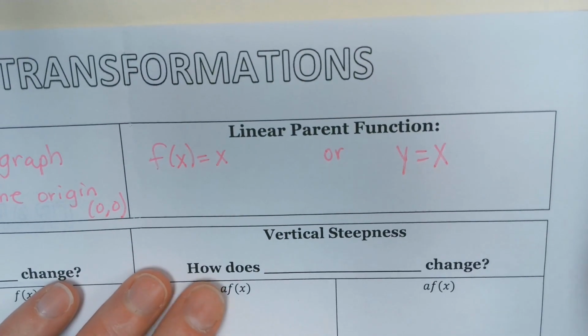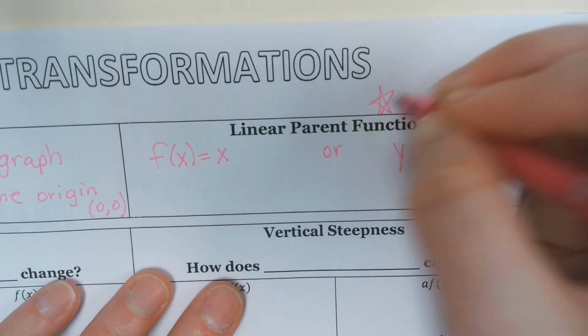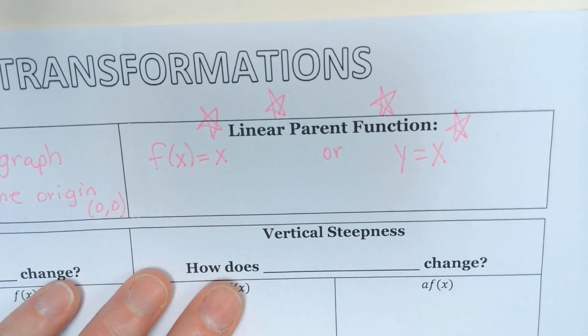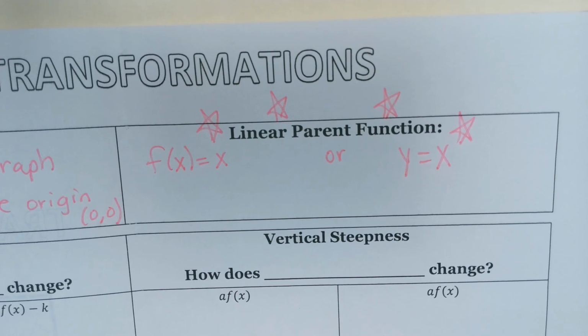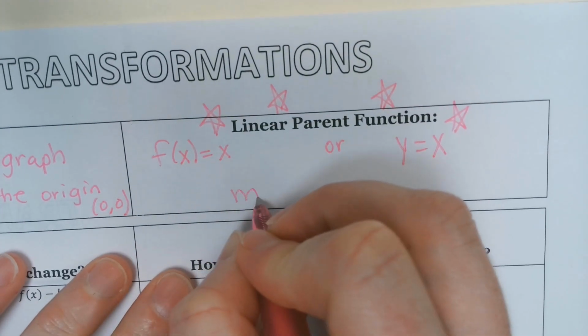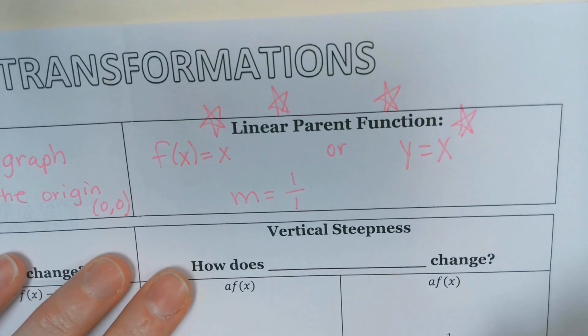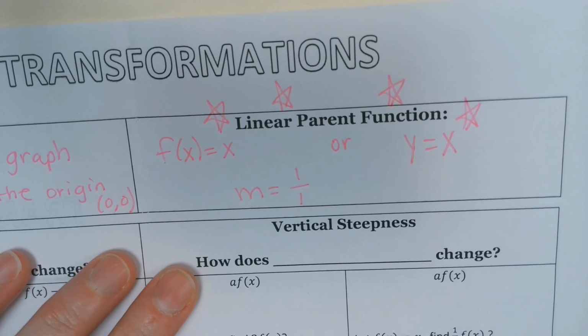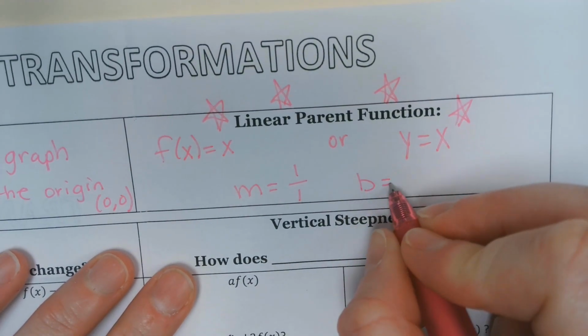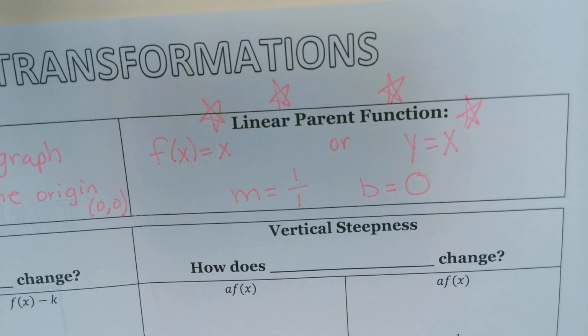This is going to be on your test on Thursday. So put a couple of stars around it. The linear parent function is the original untransformed. It's just y equals x. So with y equals x, it has a slope of 1 over 1. That's our most basic slope, 1 over 1. And then our b, it doesn't have a plus or minus number. So our y-intercept is 0, which is our origin, which is what we want.